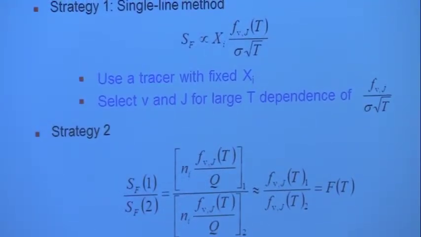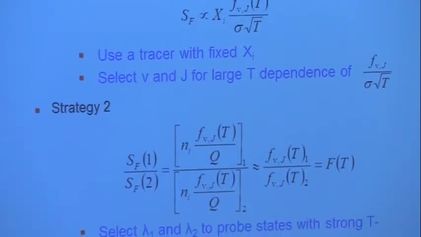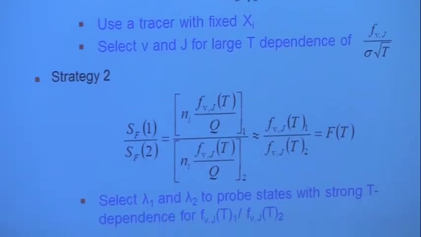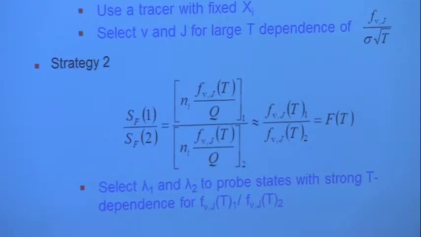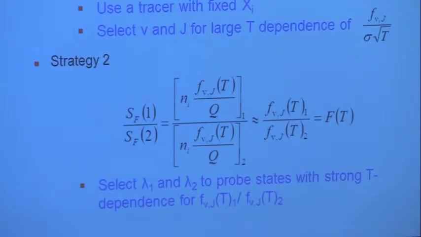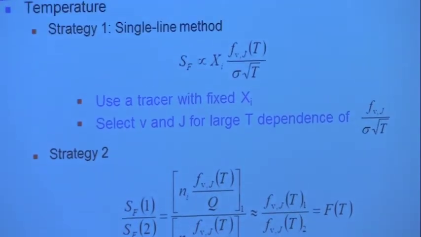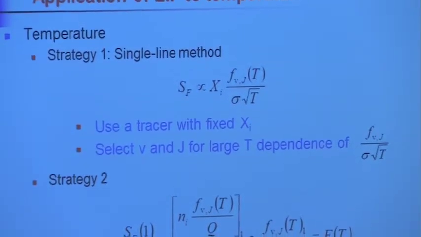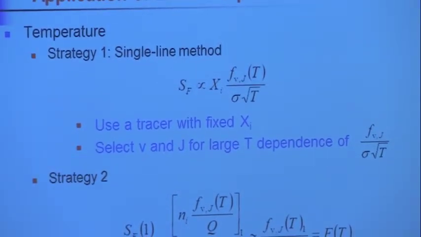We imaged temperature in a flame by fixing the mole fraction of nitric oxide at some number like 300 parts per million. So if you fix the mole fraction and pick a strongly temperature-dependent quantum state, you could get a signal that's dependent on T.